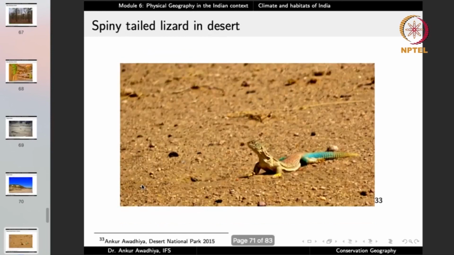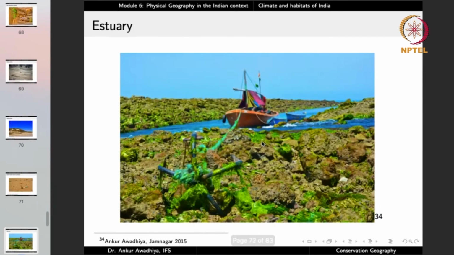Now to the west of our country, we also have a large number of estuaries. So this is one from Jamnagar. Now estuaries form a very specialized habitat where you have a mixing of fresh water with salt water. Now in these areas we find a large number of marine animals, we find a large number of freshwater animals, and we also find a large number of animals that are specially adapted to living in the estuaries. So this is another habitat.